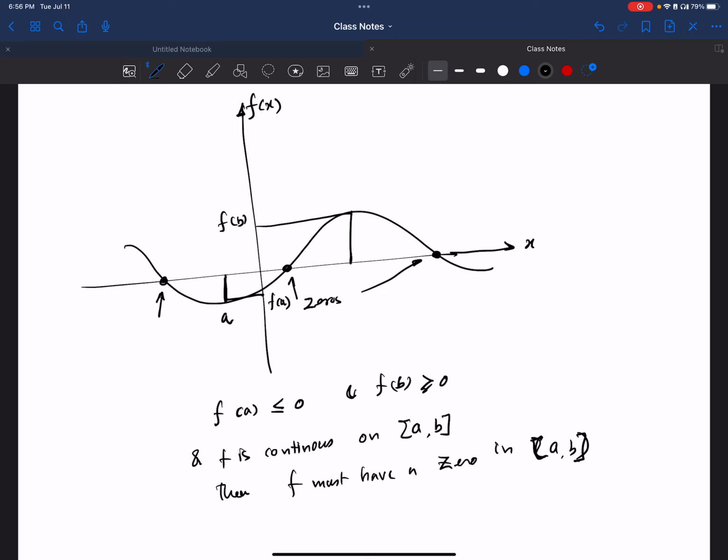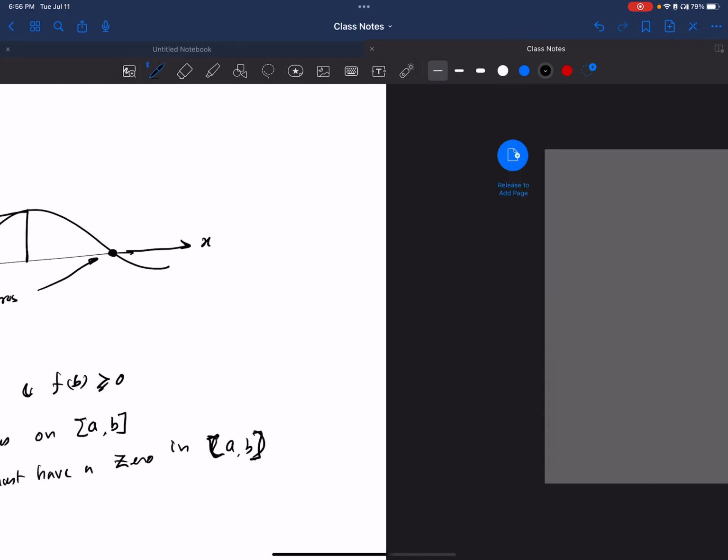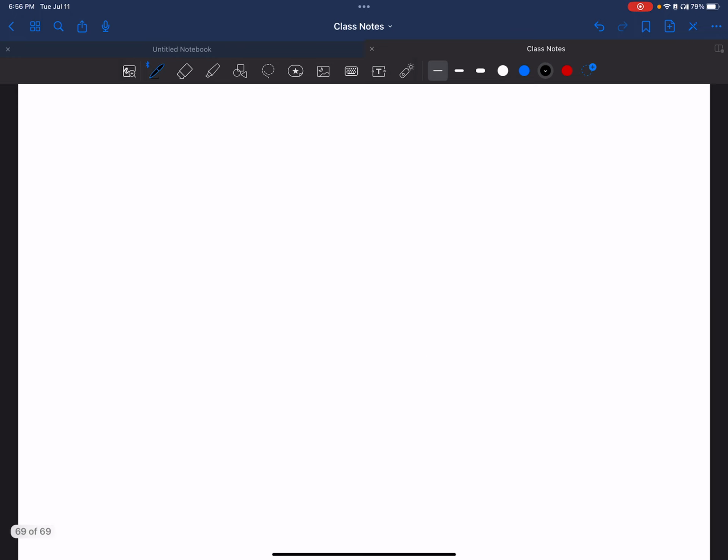Well, let's work on some examples and then you will figure this out. The first thing is that we can use the intermediate value theorem to prove that functions have solutions in a given interval. So how do we do this? Let's see, this is an example. So this is example one.